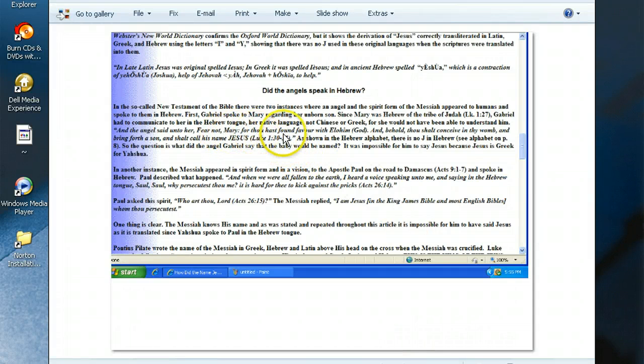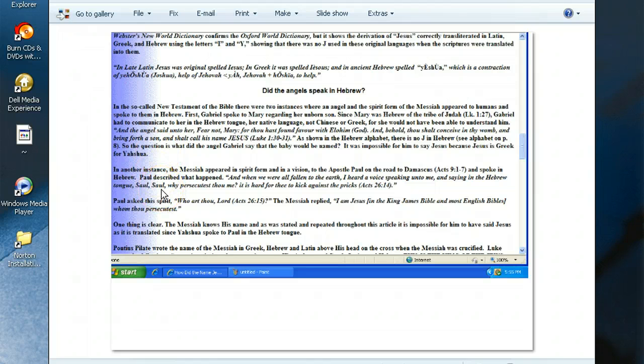And fear not, Mary, for thou hast found favor with Elohim. And behold, thou shalt conceive in thy womb, and bring forth a son, and shall call his name Jesus. As shown in the Hebrew alphabet, there's no J in Hebrew. So the question is, what did the angel Gabriel say the baby would be named? It was impossible for him to say he would be called Jesus, because Jesus is Greek for Yeshua.